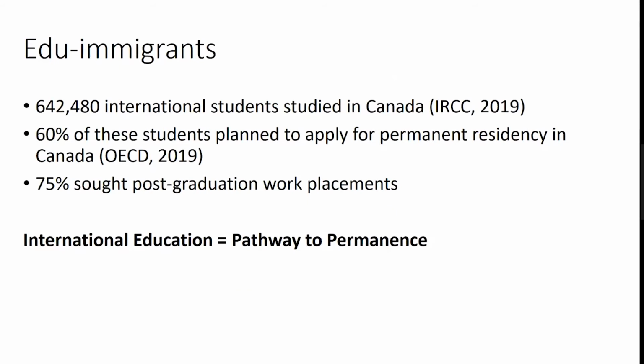So as Shutama was already saying, we have 642,000 international students who studied in Canada in 2019. And of those students, 60% of them plan to apply for permanent residency in Canada, and 75% sought post-graduation work placements. These are the types of students that we are talking about when we're talking about edu-immigrants. They basically come to Canada to study with premeditated goals of securing employment and settling down in Canada.